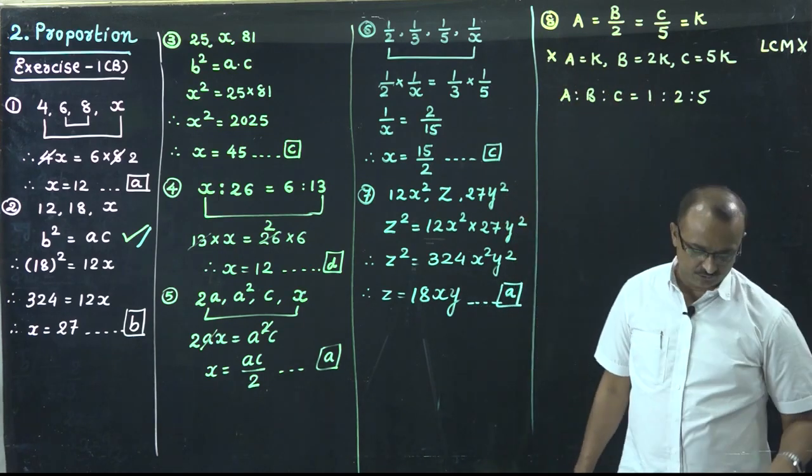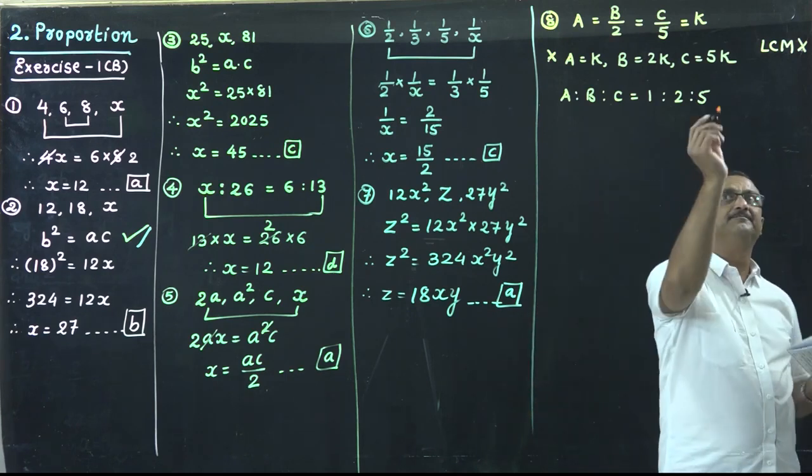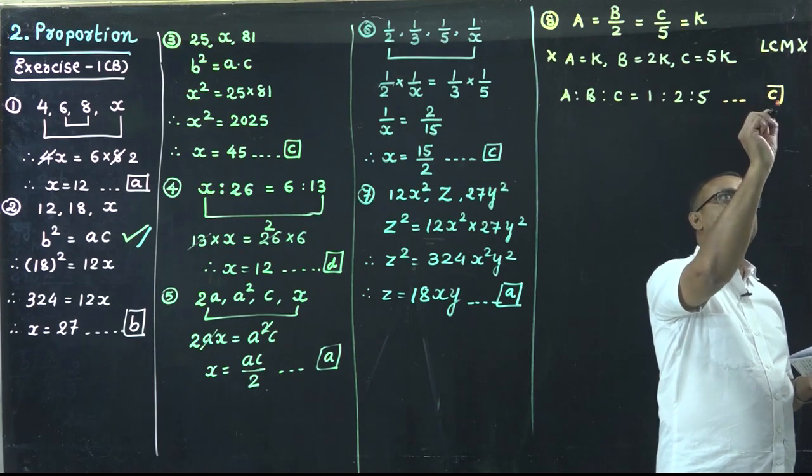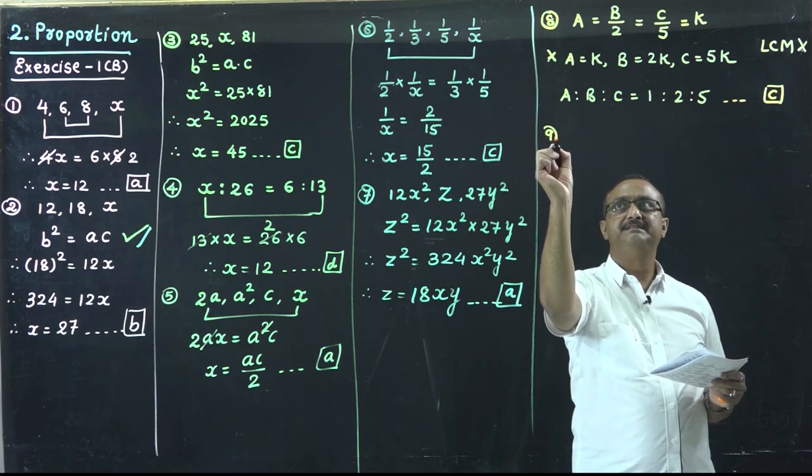Your answer is 1:2:5 and it is seen in option C. C option is correct. Now question number 9.